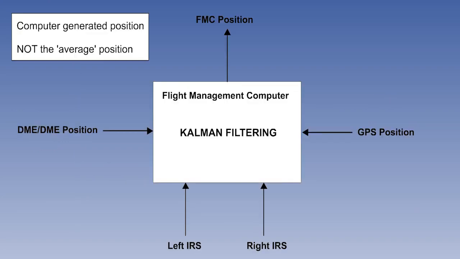Kalman filtering is complicated and does not lend itself to broad simplifications. However, it is important to realize that the FMC position is not the average of the IRS and DME or GPS position, but is computer-generated using a sophisticated statistical algorithm.